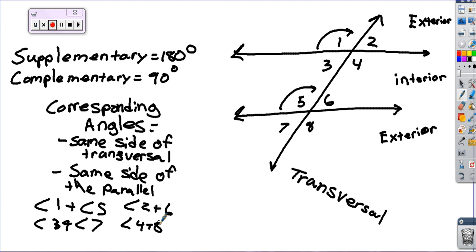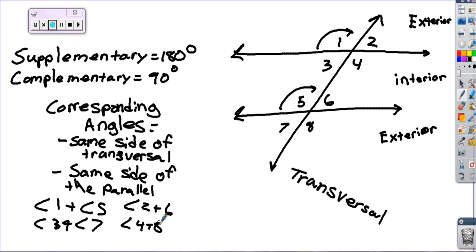All right. So we're on the same side of the parallel line, correct? And we are on the same side of the transversal. So that's how we can make sure that we are right on that. All right, there's two more. It's crazy, I know. There's two more and then we'll be done.